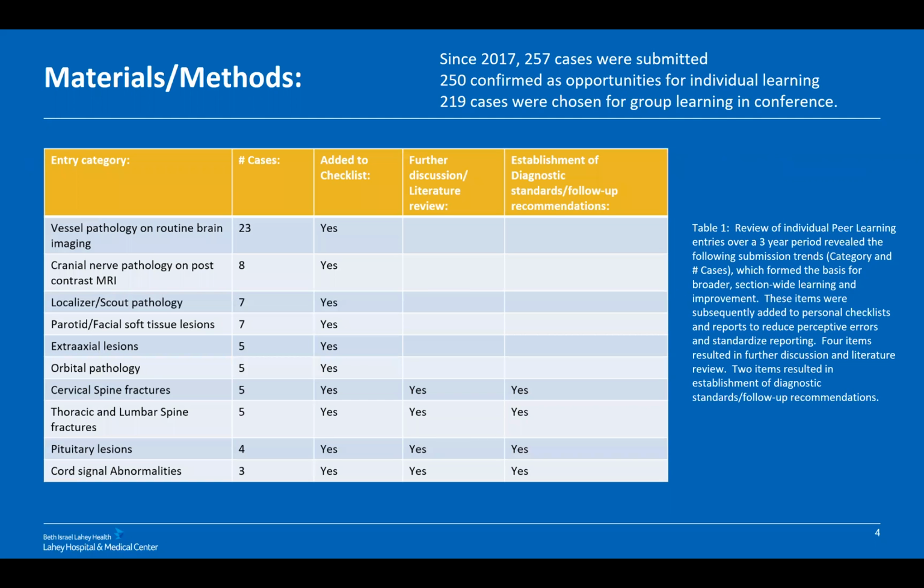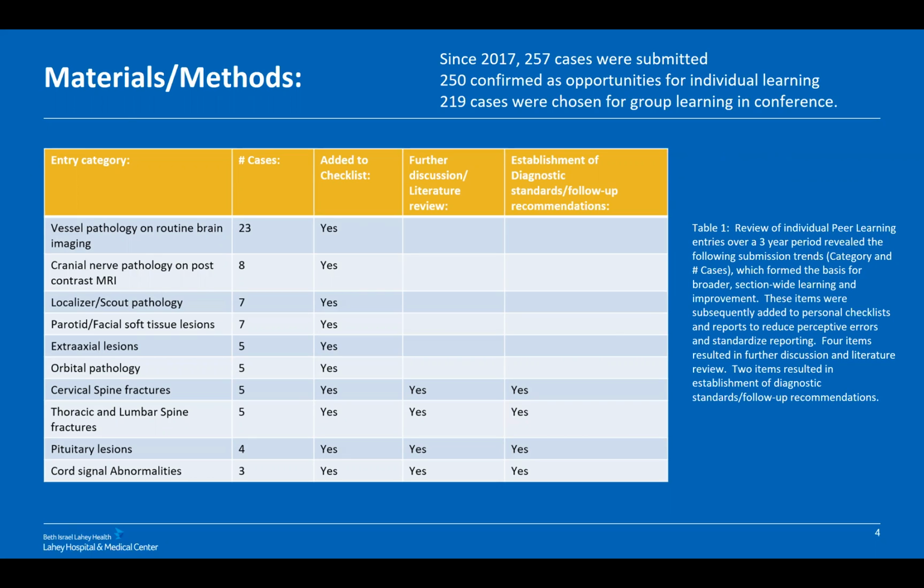Over 3 years, 257 neuroradiology cases, mostly CT and MR, were submitted as either misses, good pickups, or cases for discussion. 250 cases were confirmed as opportunity for individual learning. Of these, 219 cases were chosen for group learning in conference. Individual case clusters could be placed in the following broad categories.